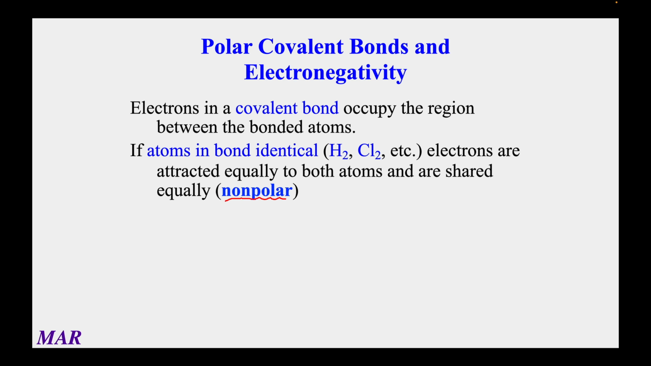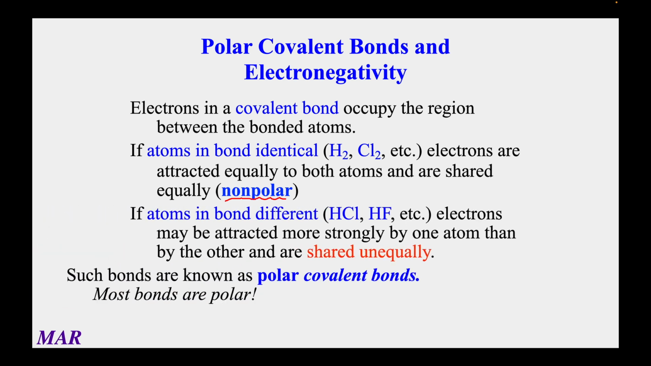A nonpolar bond just means that the electrons are equally on both sides of that bond. So in the case of H2, you'd have just as many electrons on the first hydrogen as you would on the second hydrogen. And if it was O2, you'd have just as many electrons on the first oxygen as the second oxygen. So nonpolar means the electrons are distributed well.